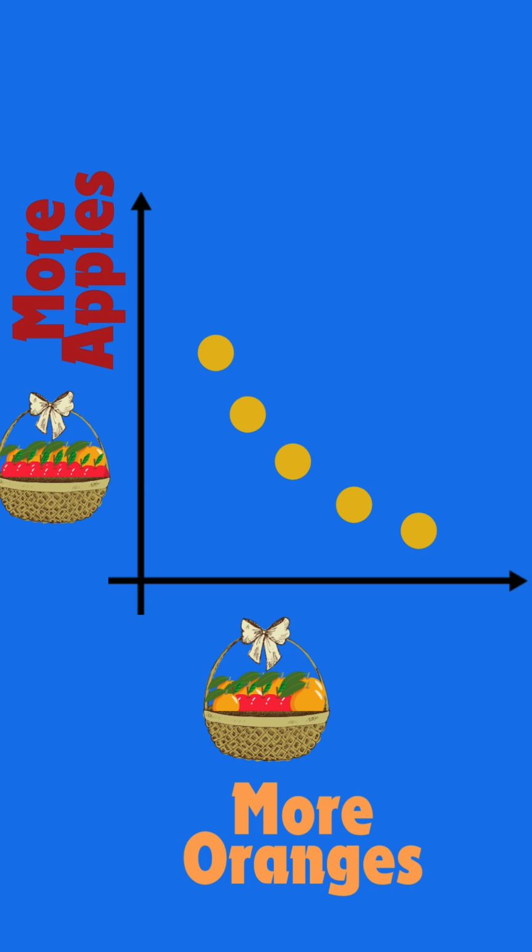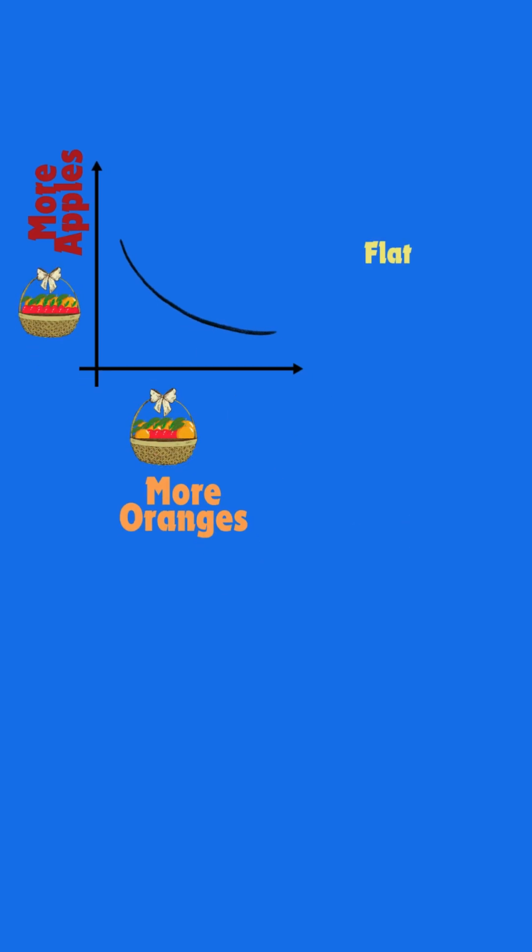This is where indifference curves come in. They're like a map that shows all the combinations of apples and oranges that make you equally happy. Every point on this curve represents a combination of apples and oranges that gives you the same level of satisfaction. The slope of the indifference curve shows how much you're willing to trade one good for another.